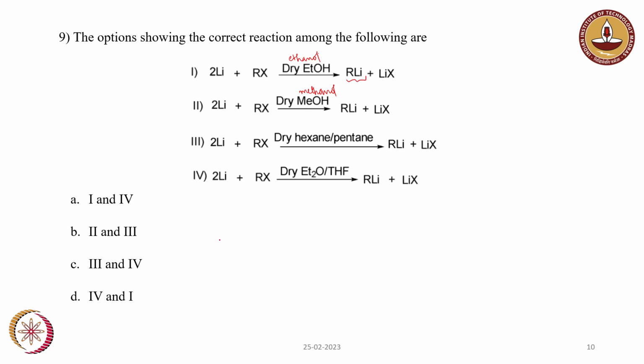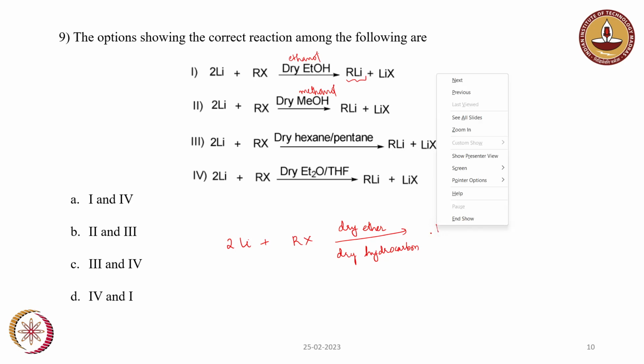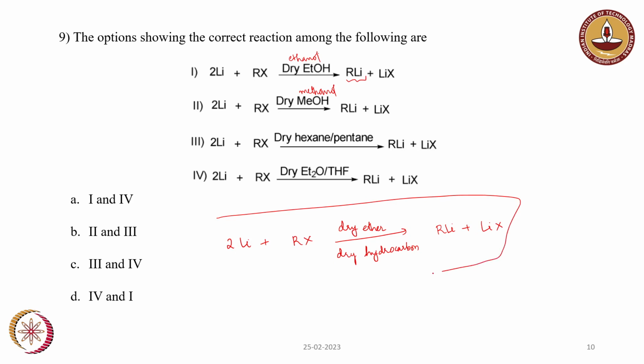So let's write down the reaction. 2 lithium and alkyl halide in dry ether or dry hydrocarbon giving alkyl lithium and lithium halide. So this is the reaction. Dry ether or dry hydrocarbon are used.